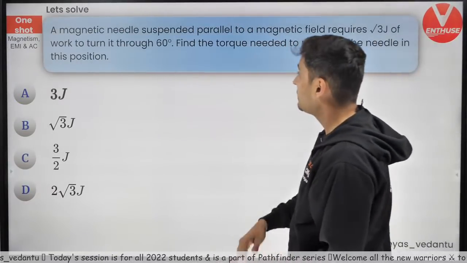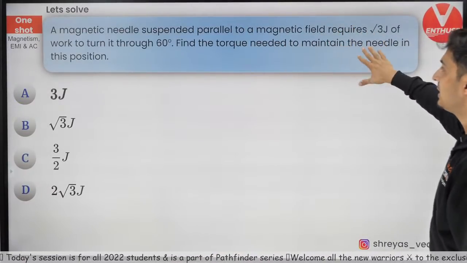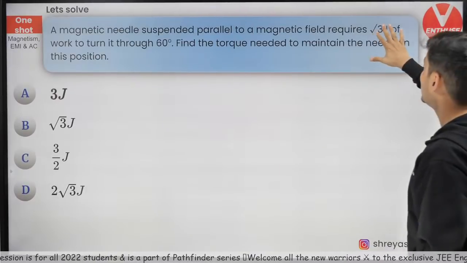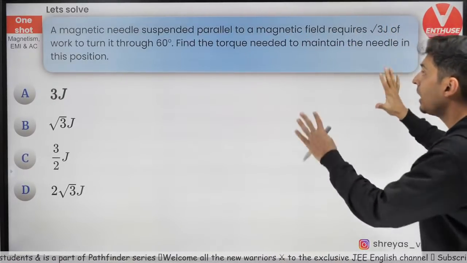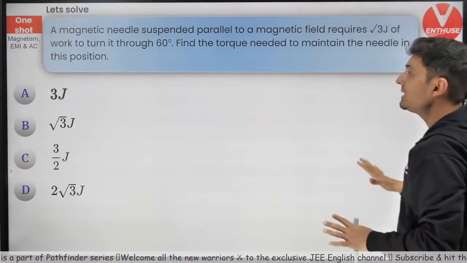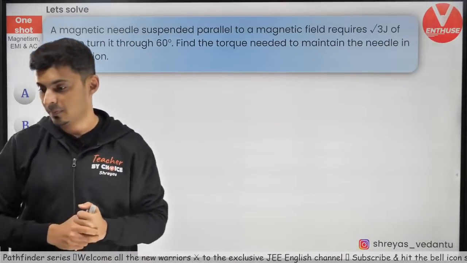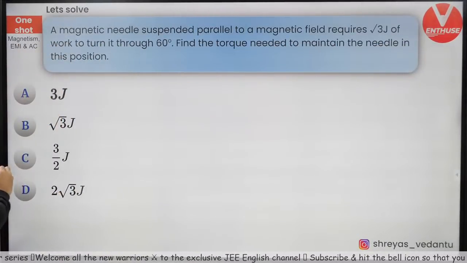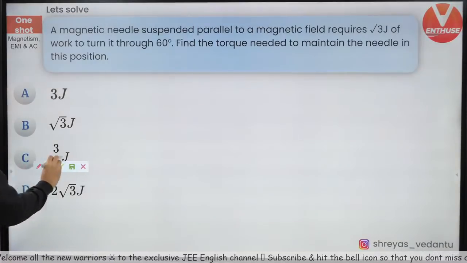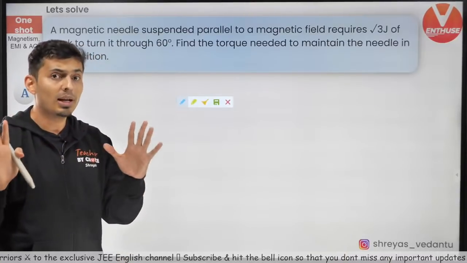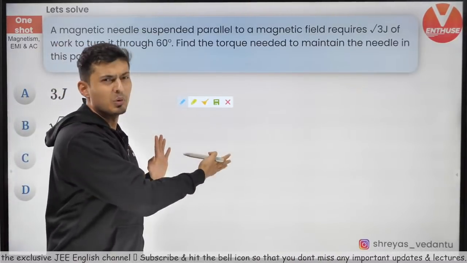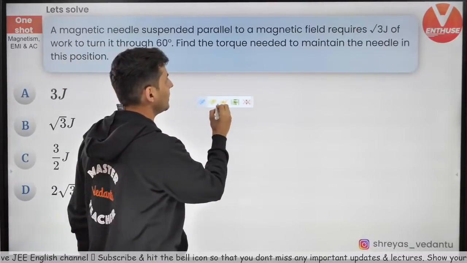We have a magnetic needle suspended parallel to a magnetic field. It requires √3 joules of work to turn it by 60 degrees. How much torque do you need to maintain it in this position? Let's see how many of you can do this. Okay, chalo. Let's start doing it. I'll give you 1 minute to solve it. Okay, I might take more time because I'm going to sit and explain this problem to you.